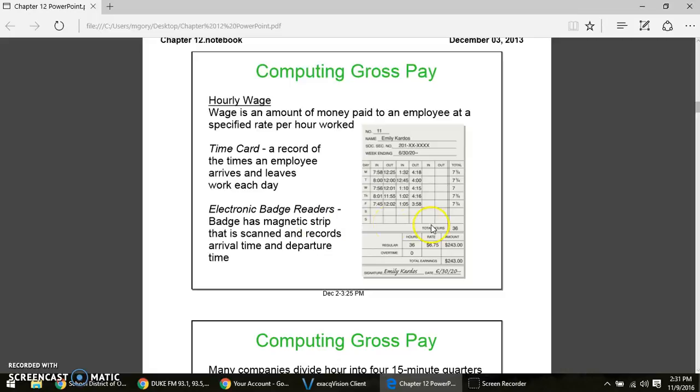Some organizations will have what's called electronic badge readers, in which case you might come in with your ID badge and swipe it like a credit card through a magnetic strip, which is then going to record your arrival and departure times. Any way you slice it, you're being recorded for the amount of time that you work, the time that you punch in and the time that you punch out.